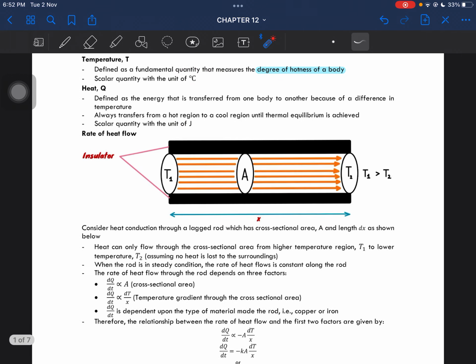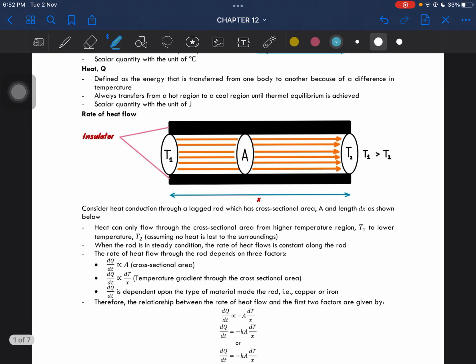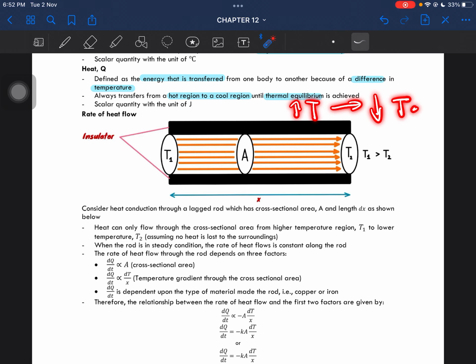Heat, on the other hand, is defined as the energy that is transferred from one body to another because of a difference in temperature. So it only occurs due to a difference in temperature. And then it always transfers from a hot region to a cool region until thermal equilibrium is achieved. Okay, so it always goes from a higher temperature to a lower temperature. Okay, so rate of heat flow.